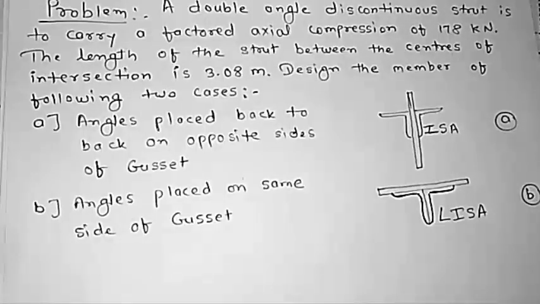In the problem, it is given that a double angle discontinuous strut is to carry a factored axial compression of 178 kN, while the length of the strut between the centers of intersection is 3.08 meter, and we need to design it for the two cases. So we'll go ahead with the solution.